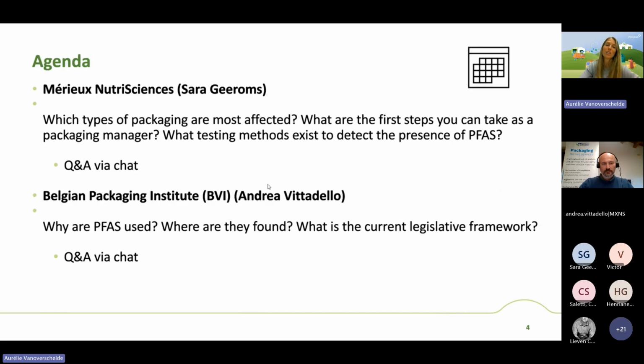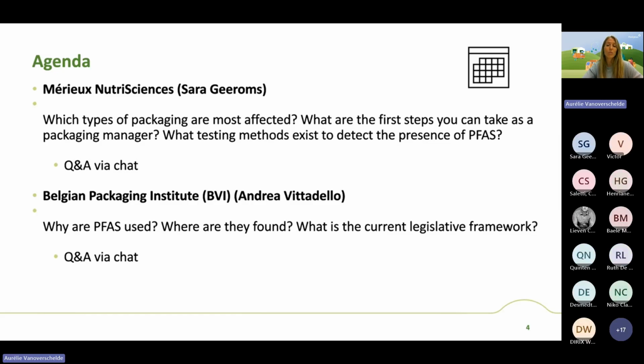Here is our agenda. So we will start with this topic, which type of packaging are most affected, followed by a little Q&A at the end of this presentation, and then come back to our second speaker, and we will talk about why PFAS are used and where they are found, and at the end of this one, we'll also have a little Q&A.